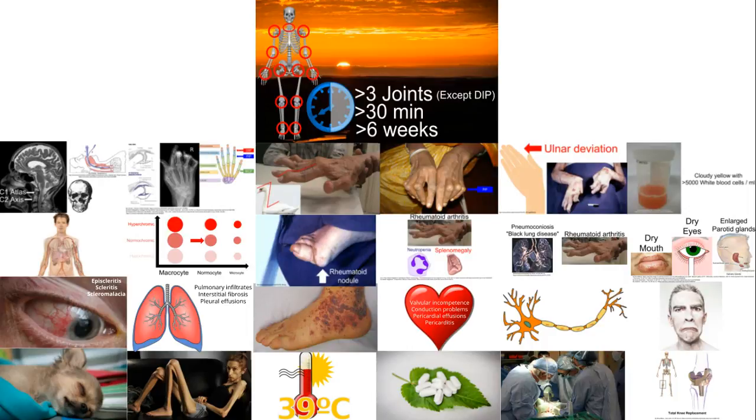What about the radiograph? You need to check a radiograph to exclude atlantoaxial subluxation, meaning that they compress the spinal cord. The fingers are usually in a Swan-neck or a Boutonniere deformation or an ulnar deviation. The synovial fluid can be taken, and then you will see a cloudy yellowish with more than 5,000 white blood cells.